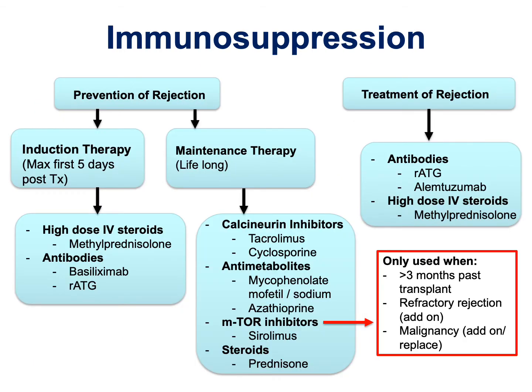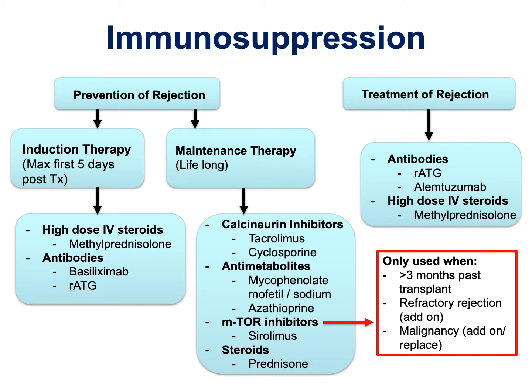So this is an overview of immunosuppression. It has two parts. One is the prevention of rejection, which is the most important part, and the other is treatment of rejection. For prevention, we have induction therapy, which is a maximum of the first 5 days post-transplant, and after that we have maintenance therapy, which goes on for life. For induction therapy, we would use high-dose IV steroids and antibodies.